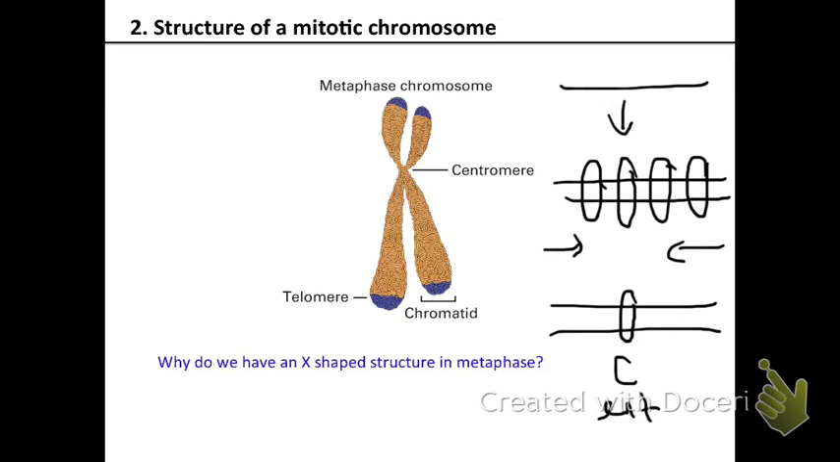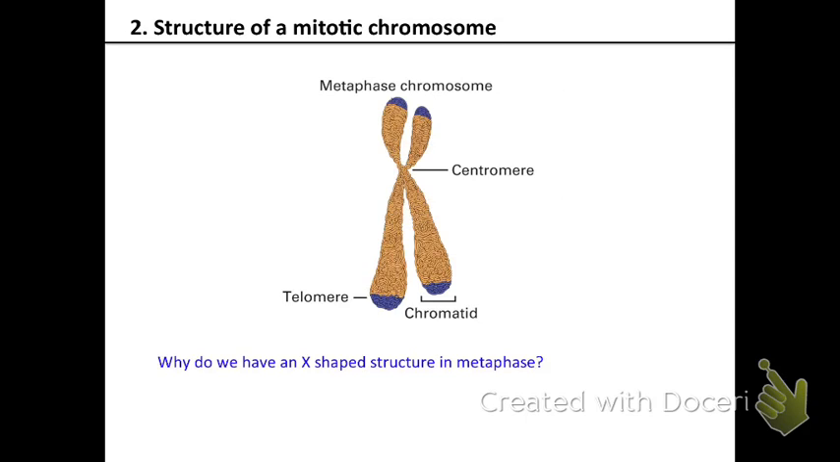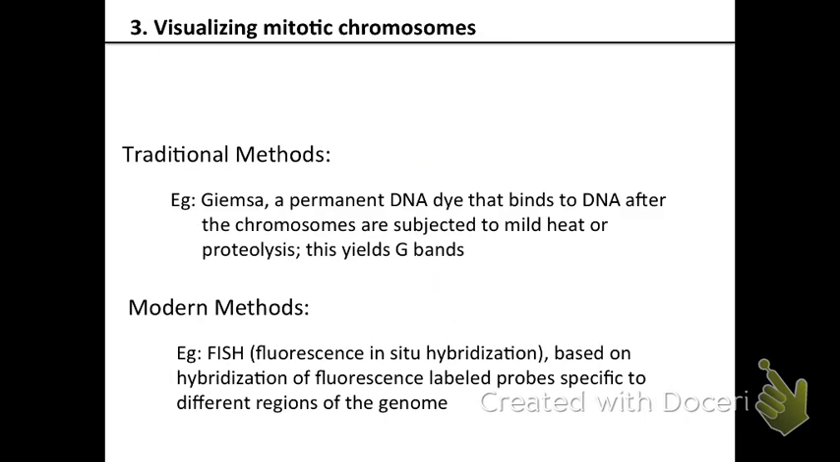Okay. So that's basically a metaphase chromosome. You have 2 sister chromatids completely condensed and attached at the centromere, and the ends of the linear chromosomes we call the telomeres. Okay? All right.